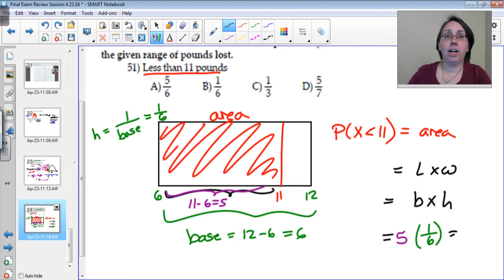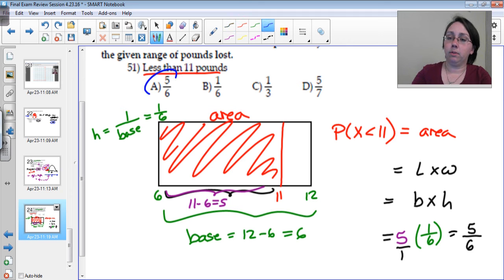If you multiply fractions, you know how to multiply fractions together? It's 5 over 1. You multiply straight across. So 5 times 1 and 1 times 6, and there you go.